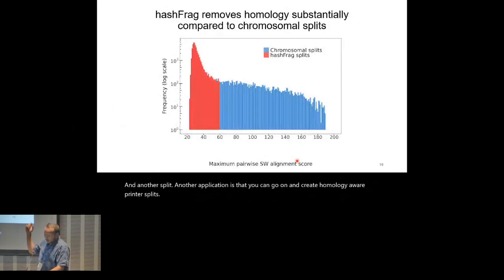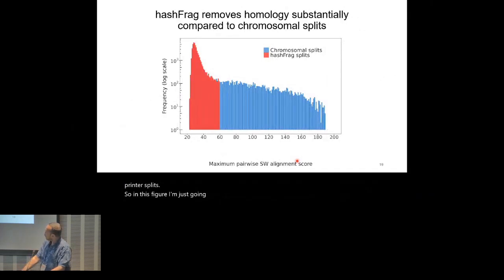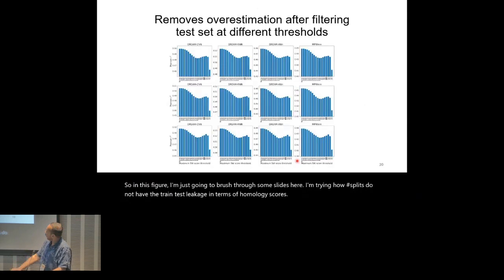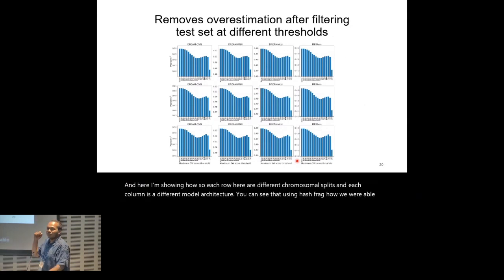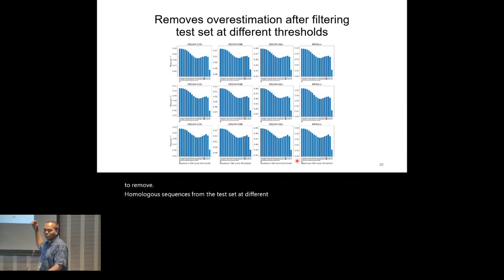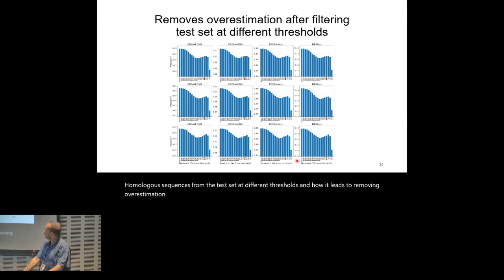In this figure, I'm just going to brush through some slides here, showing how HashFrag splits do not have the train test leakage in terms of homology scores. And here I'm showing, each row is a different chromosomal split, and each column is a different model architecture. You can see that using HashFrag, we were able to remove homologous sequences from the test set at different thresholds, and how it leads to removing overestimation from the model.